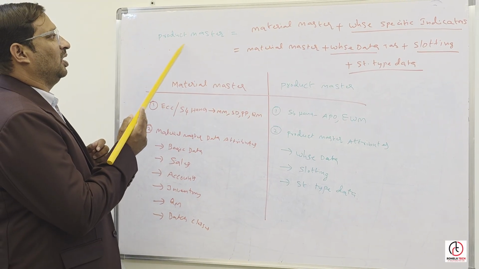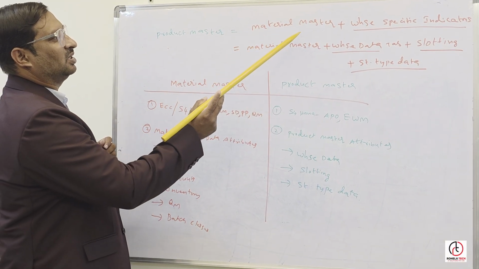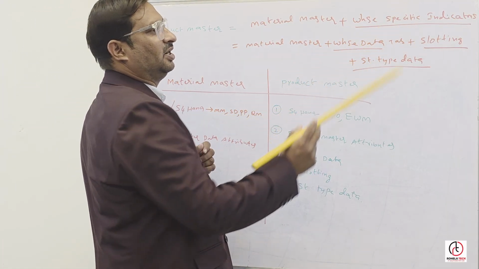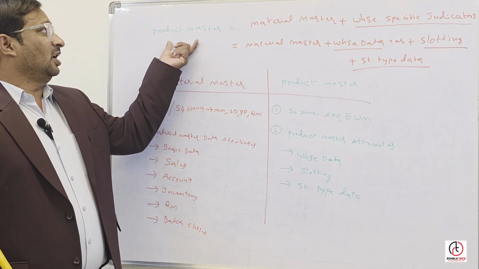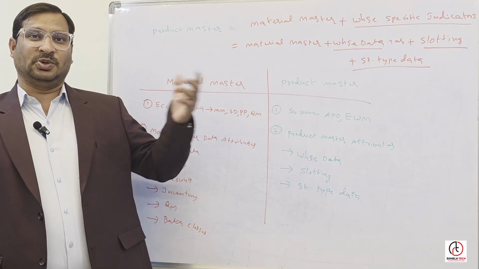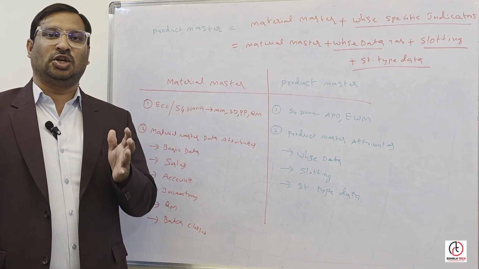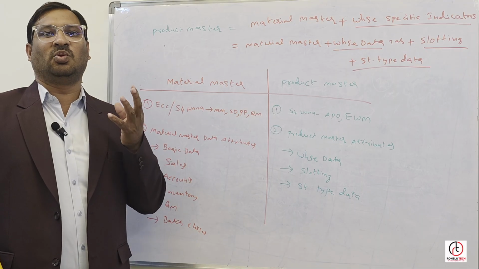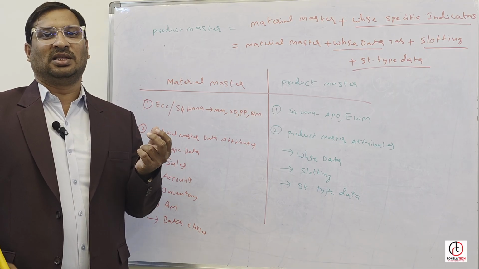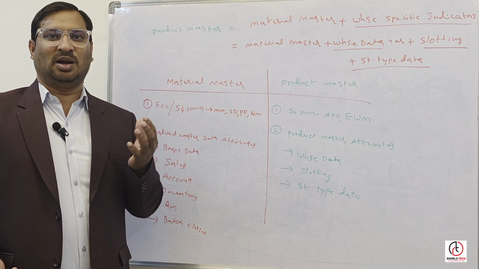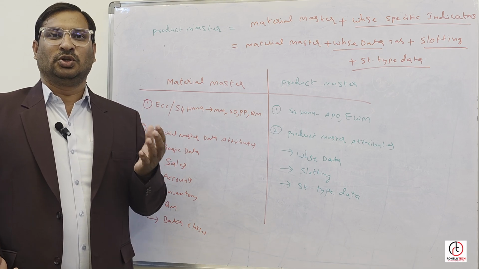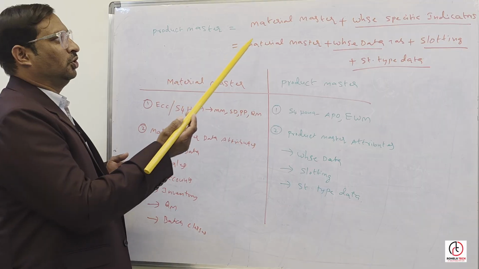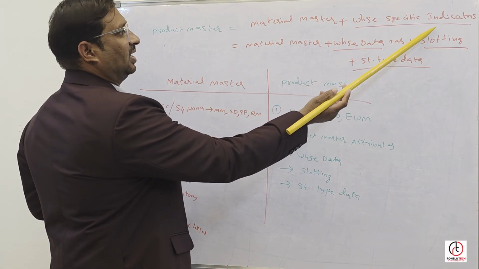So I can say product master means it's the material master attributes plus warehouse specific indicators. The product master has warehouse specific indicators which give the direction for the product to enter into what storage type, what storage section, and in what kind of storage bins. In the same way, we can pick these materials or products in the warehouse, so the picking attributes can also be set in the product master. So, material master plus warehouse specific indicators.